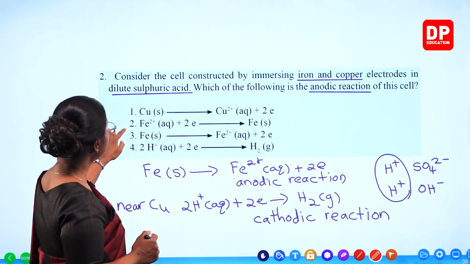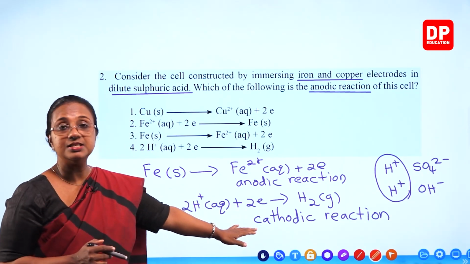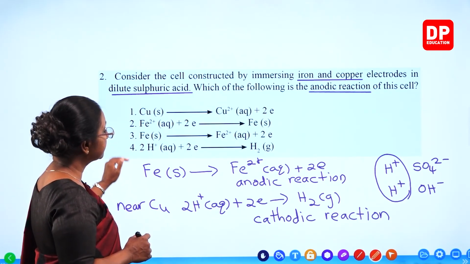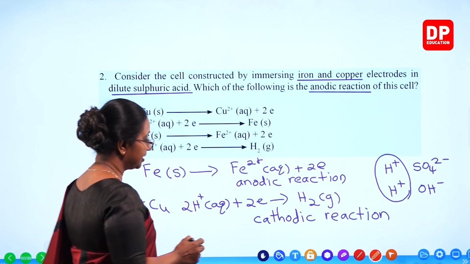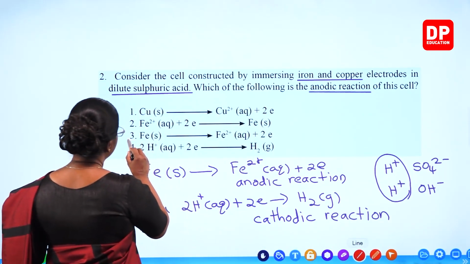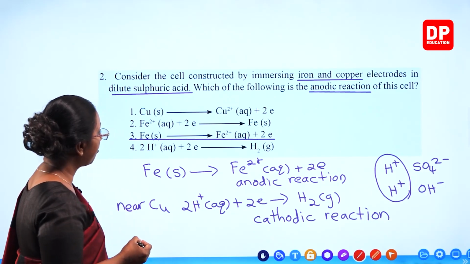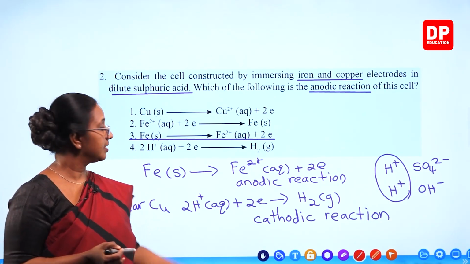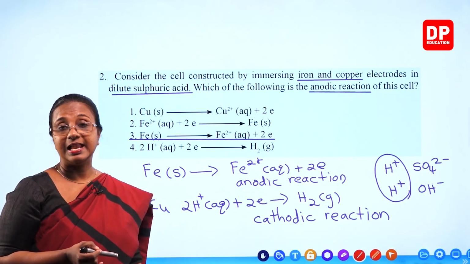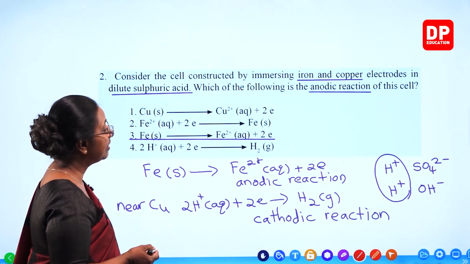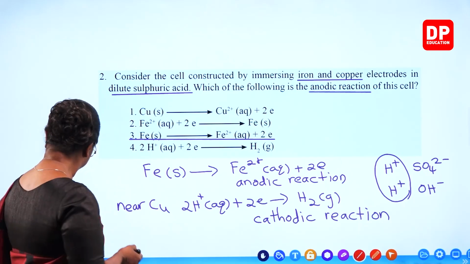So the first 1 and 2 do not occur in this particular electrochemical cell. 3 and 4 occur, but the anodic reaction is the third one. So you need to underline the third answer. Fe solid forms Fe2 plus aqueous releasing 2 electrons. Is that clear, student? Then we'll move on to the next question.